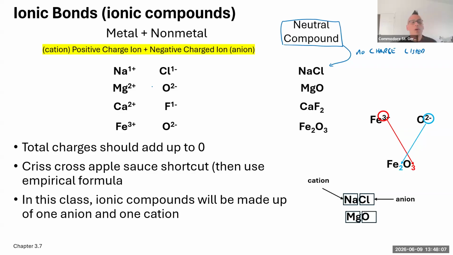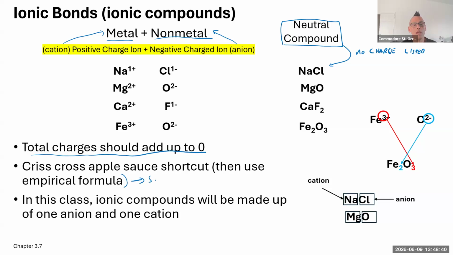And basically, for an ionic bond, we're going to do a metal and a nonmetal. The cation is the positive, the anion is the negative, and the cation's the metal. The anion's going to be the nonmetal. The total charges should add up to 0. We can use the crisscross shortcut. I just call it the crisscross applesauce, and then use the empirical formula, which we learned before.